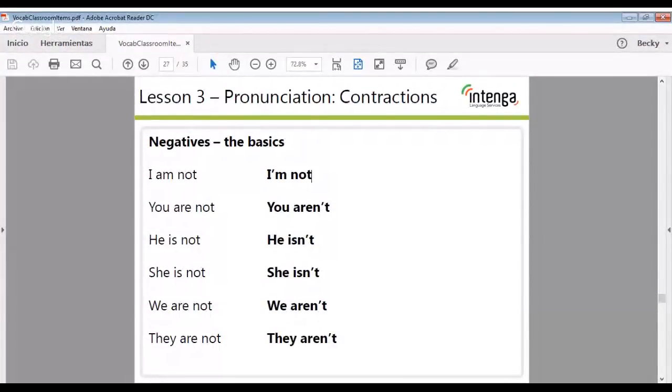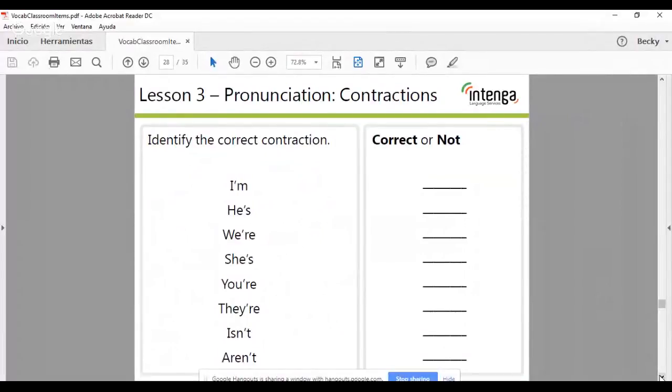All right, well, in this case, let's move on. Okay, so identify the correct contraction. I'm. So basically, to say if it's correct or not. So I'm, is it correct or not? Correct. He's. Correct. We're. Correct. She's. Correct. You're. Correct. There. Correct. Isn't. Correct. Aren't. Correct. Yep. So all of them are correct. Perfect.